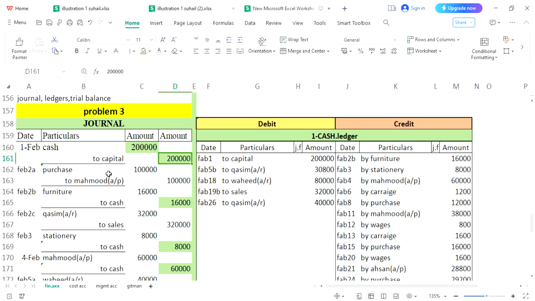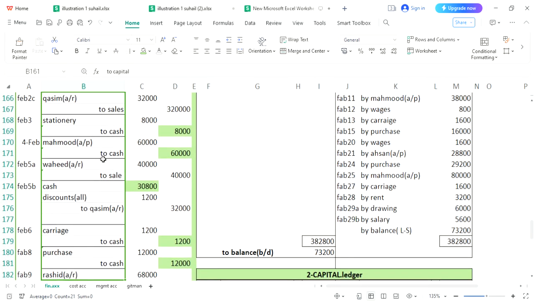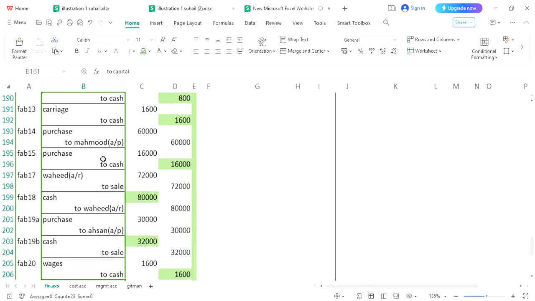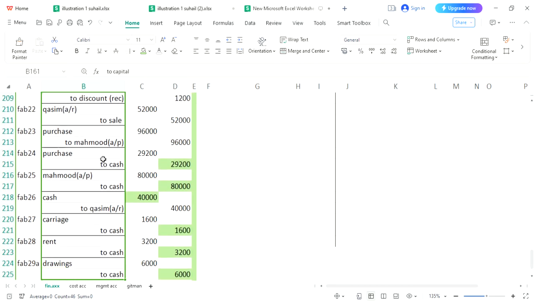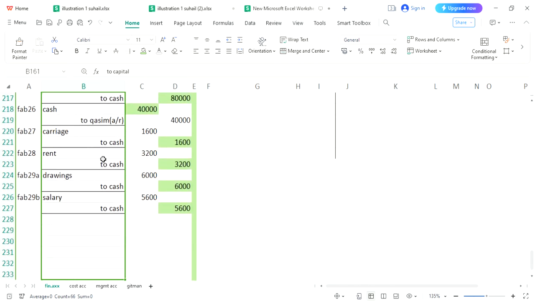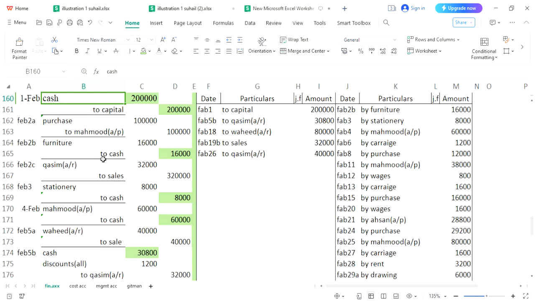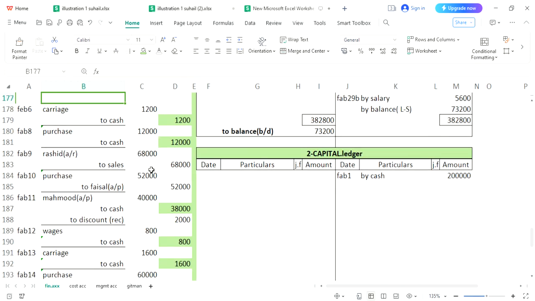It's time to see if capital is present anywhere else. Here you can see our search has started. We are going downwards and looking for capital again. From start to end we have seen, and capital is not present. In other words, all entries related to capital have been posted in the ledger. Ledger posting has been completed.